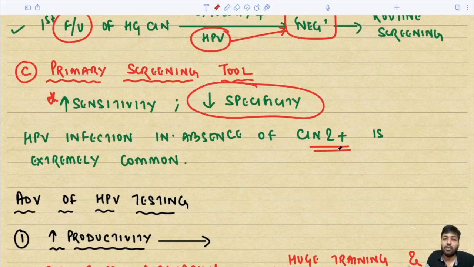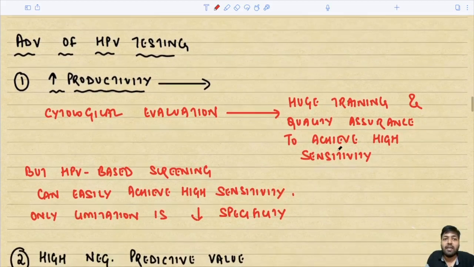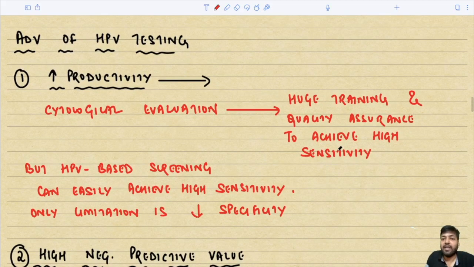That is what I am telling you. Okay, now what are the advantages of the HPV testing? Okay, so why should we adopt the molecular testing of the HPV virus? First of all, they have increased productivity. The productivity is very high.